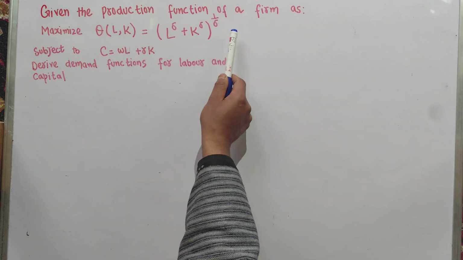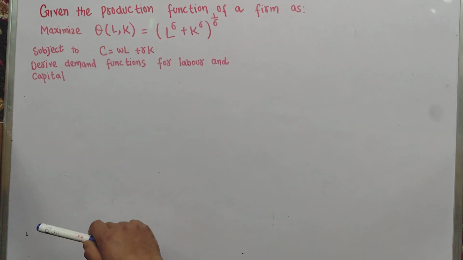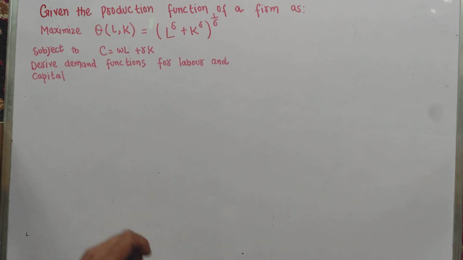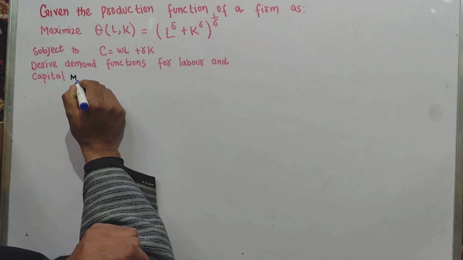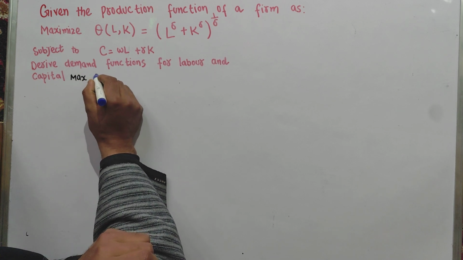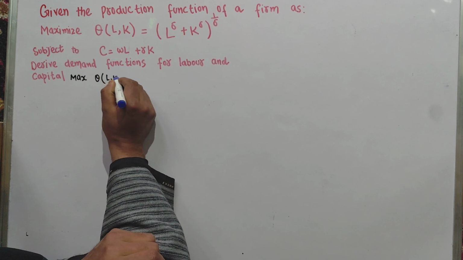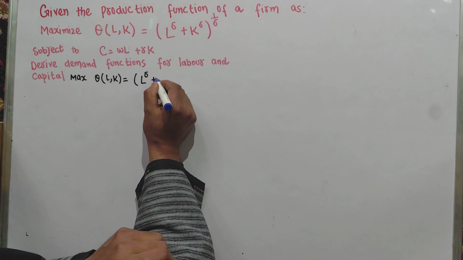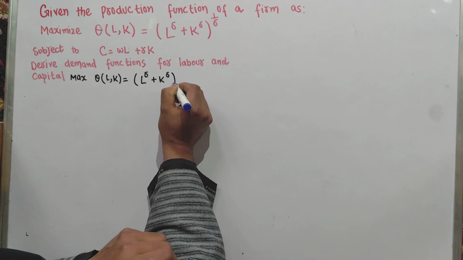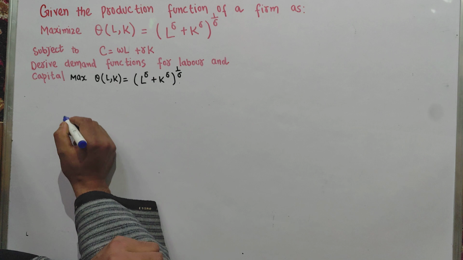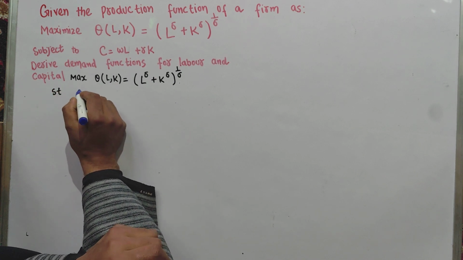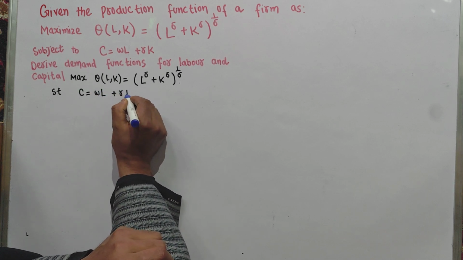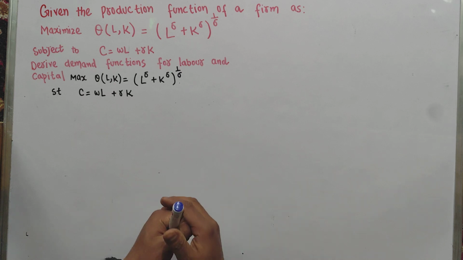We want to maximize this production function subject to this constraint, and we have to derive the demand functions for labor and capital. So we want to maximize our production, that is Q, which is a function of labor and capital, equal to (L^δ + K^δ)^(1/δ), subject to the constraint that C is equal to W times L plus R times K. So how do we solve this kind of question?